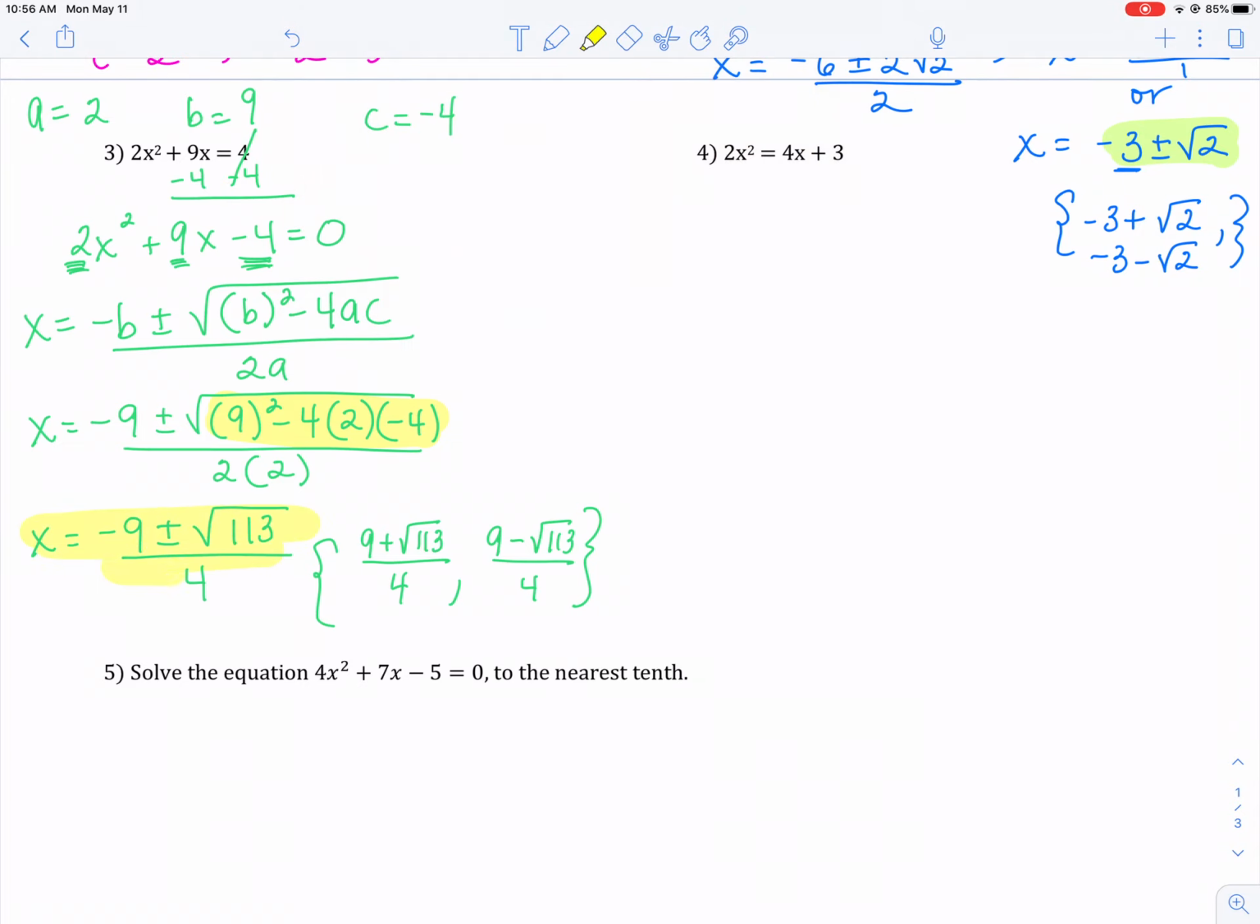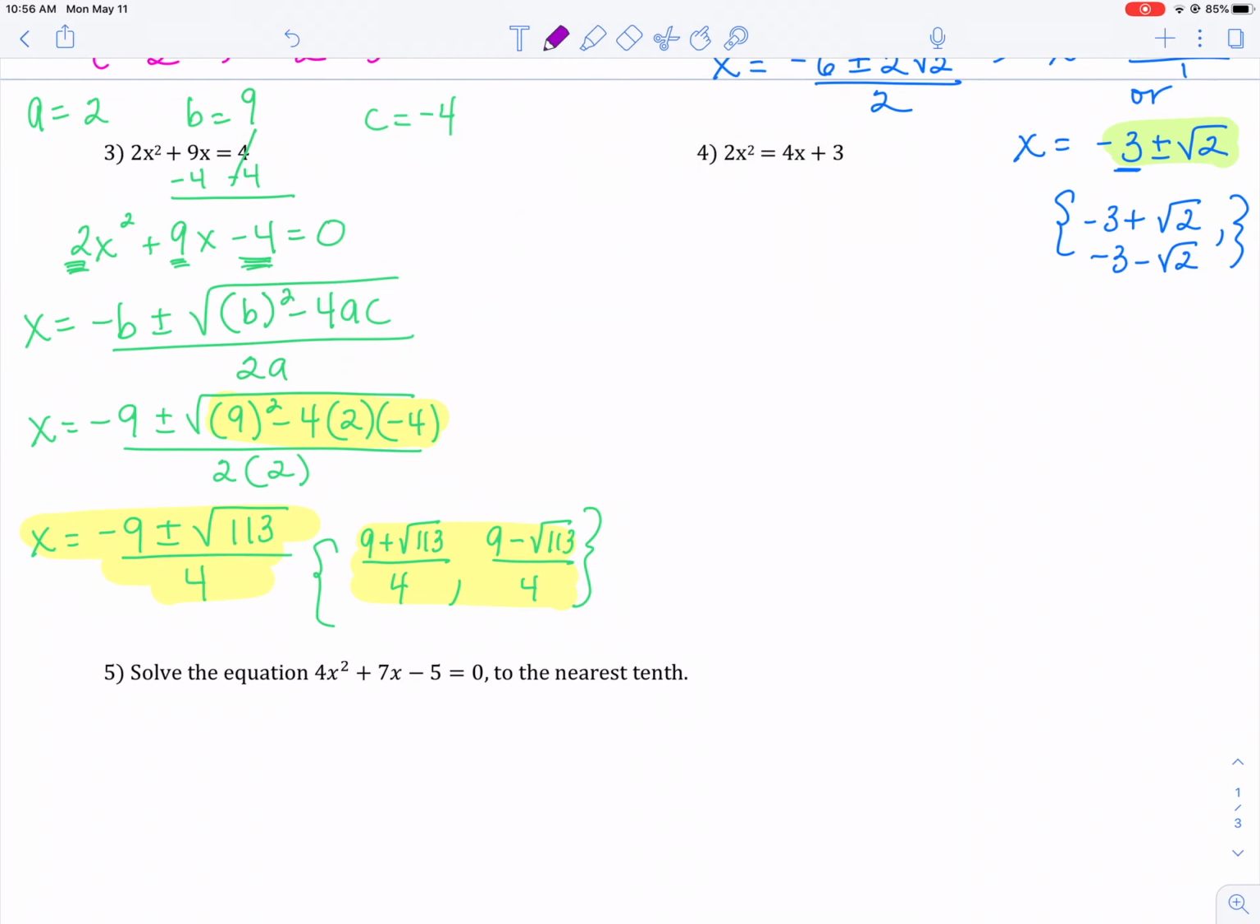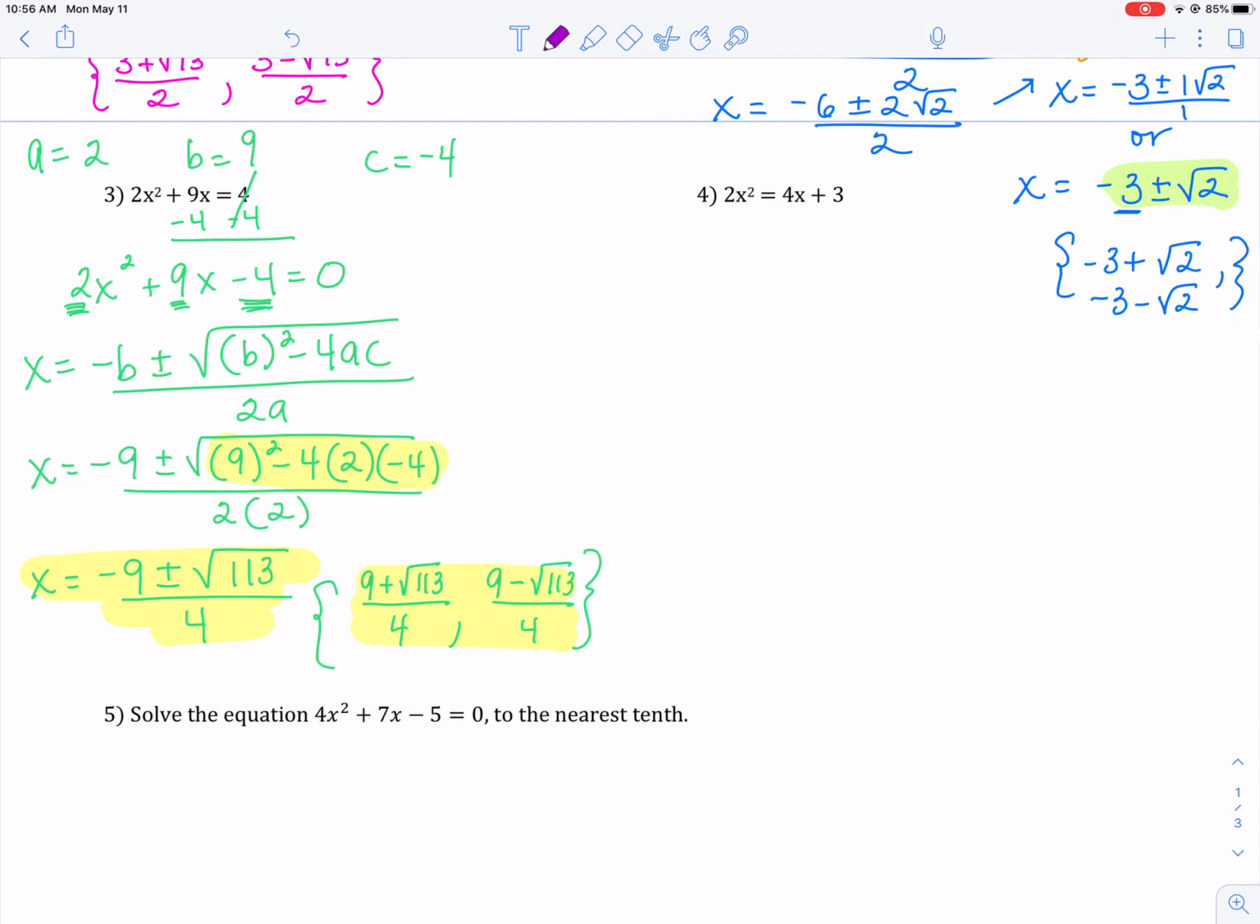X equals, like those are your answers, or you could write them out as 2 solutions. Just know there are 2 solutions. Okay. All right, get all your questions ready for me. I'll be able to answer questions whenever you want.